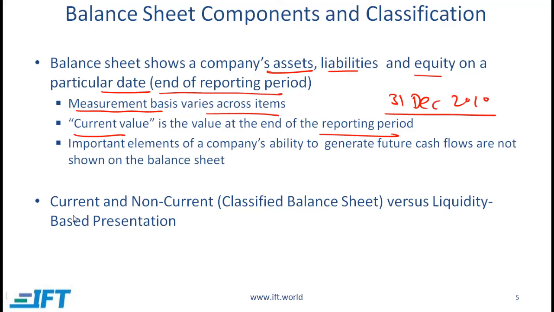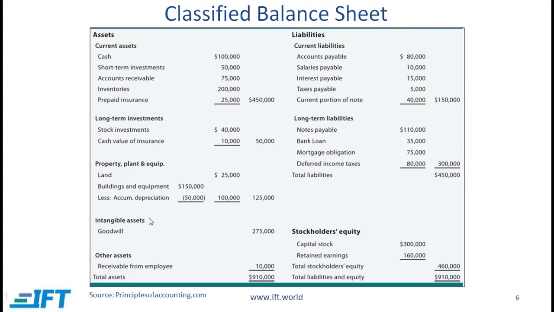Either we can show assets and liabilities as current and non-current. This presentation is called a classified balance sheet, or we can have a liquidity-based presentation. What you are looking at here is a simple classified balance sheet where the assets are shown as current assets. So that's a classification. Then long-term investments, property, plant and equipment, and so on. All these are non-current assets. Liabilities are also shown as current liabilities and non-current or long-term liabilities. So this is a classified balance sheet.